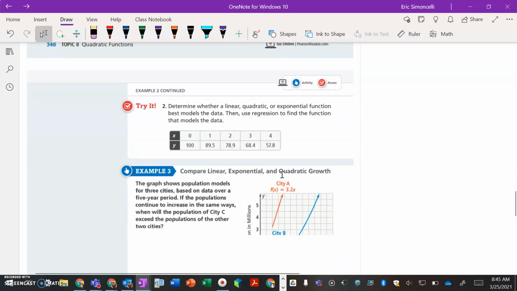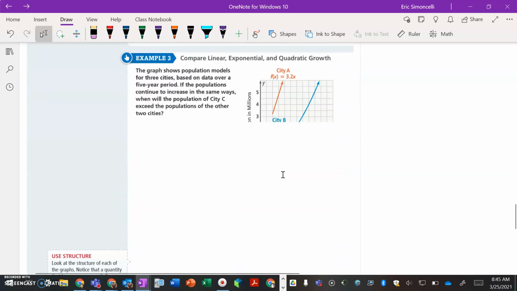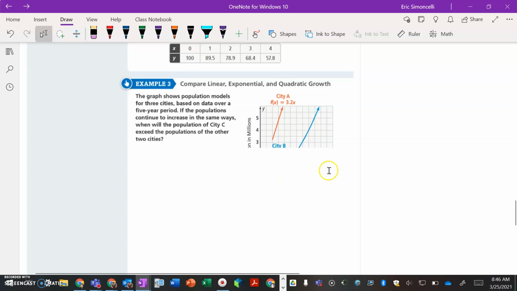Okay. Example 3, we'll go ahead and get it started. We may have to finish it another time. It does say compare linear, exponential, and quadratic growth. The graph shows population models for 3 cities based on data over a 5-year period. If the populations continue to increase in the same ways, when will the population of city C exceed the populations of the other 2 cities?